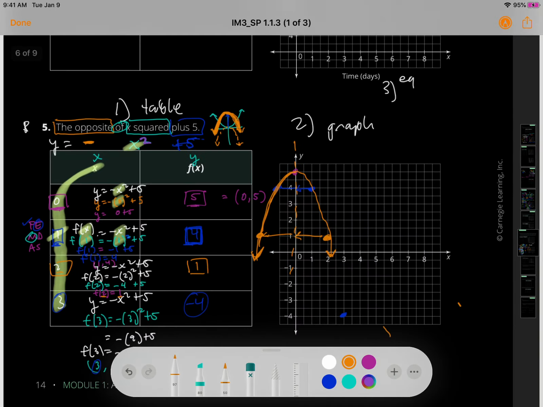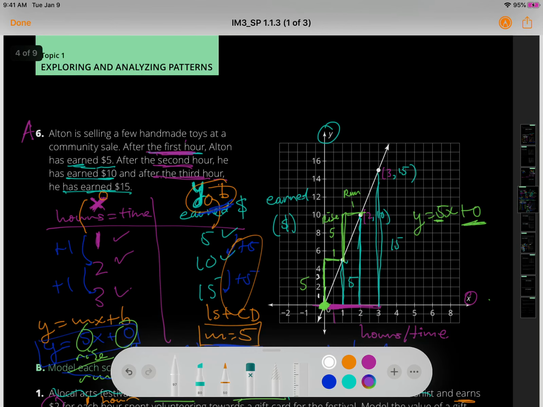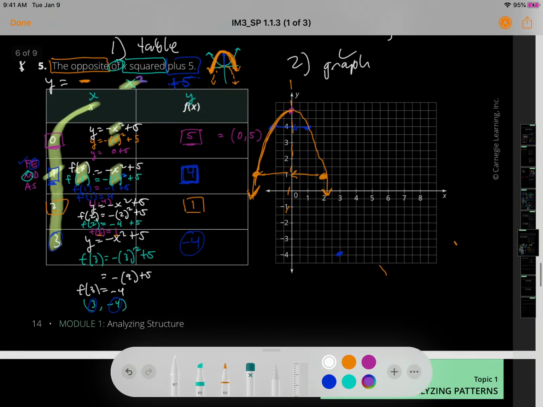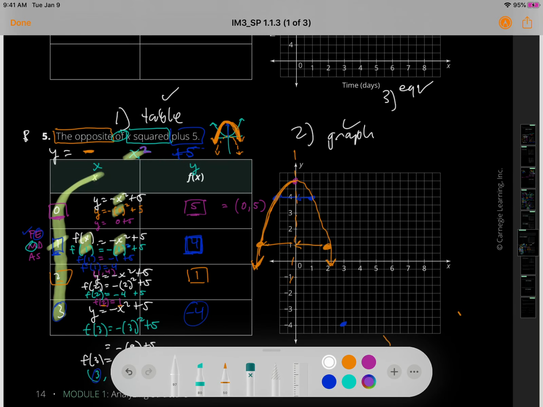All right, let's review. Table of values, I did it. Graph, yes, did it again. And the equation, equation is right here. Y equals negative x squared plus 5.